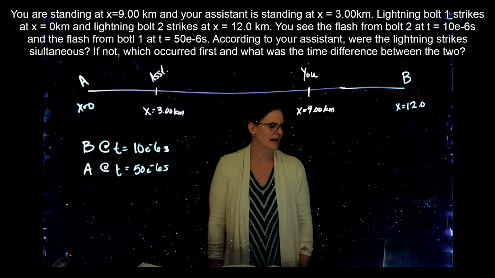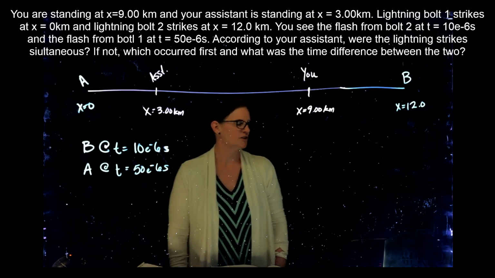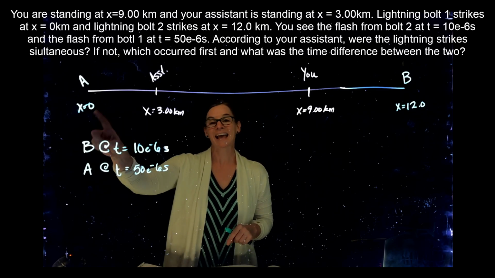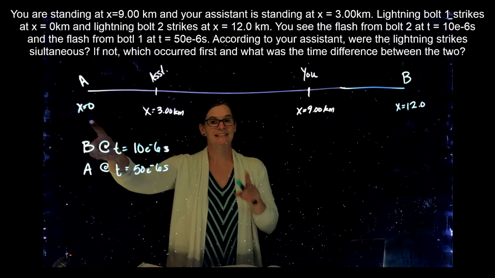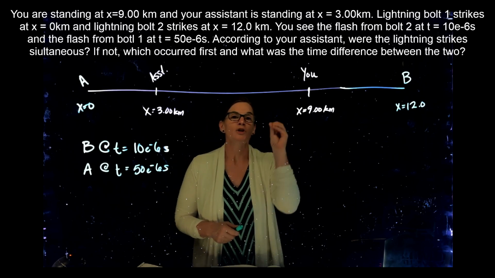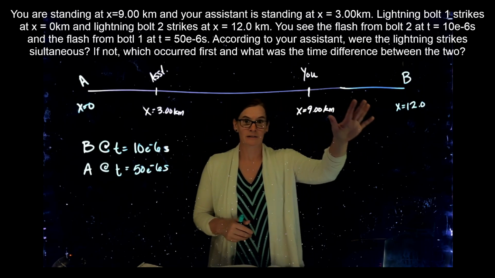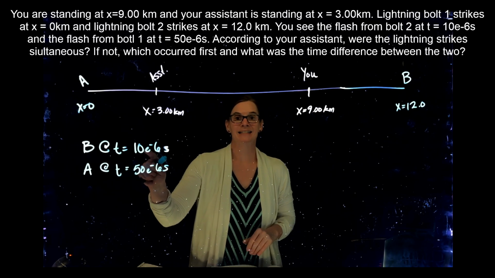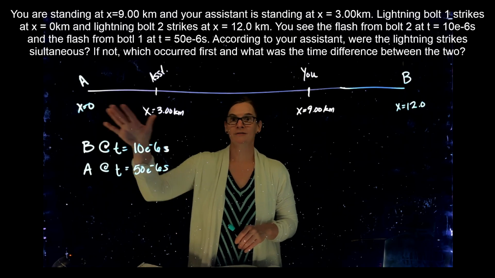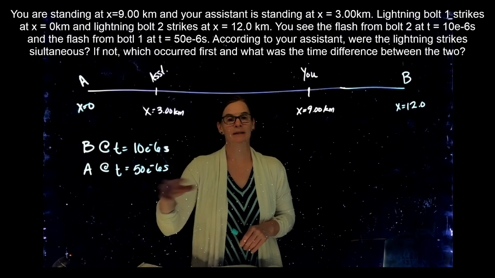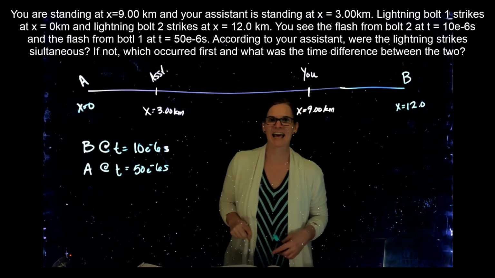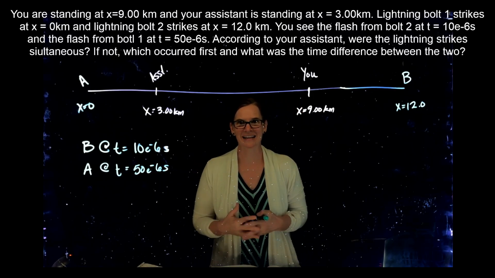You're standing at position 9 kilometers and your assistant is at position 3 kilometers. Now there's 2 lightning strikes. Strike A happens at 0 kilometers, and strike B happens at 12 kilometers. You observe lightning bolt B at time equal to 10 microseconds. You observe lightning bolt A at time equal to 50 microseconds. So what would your assistant say about the simultaneity of these 2 events?